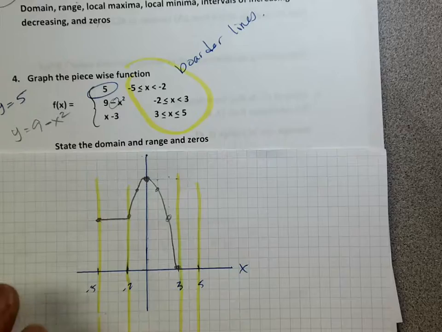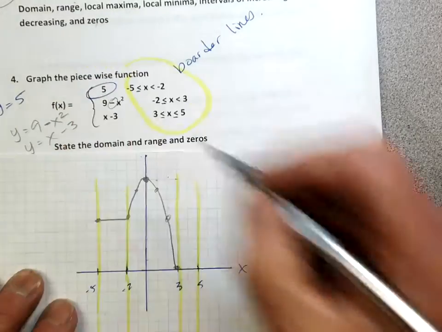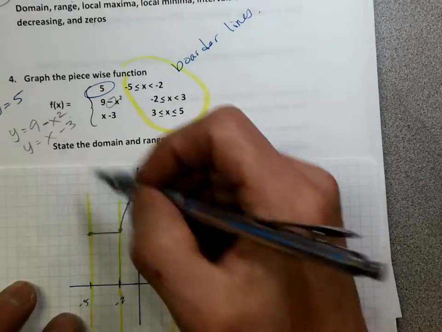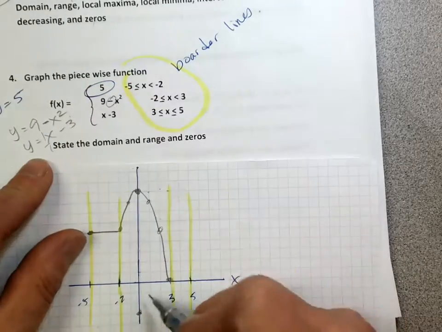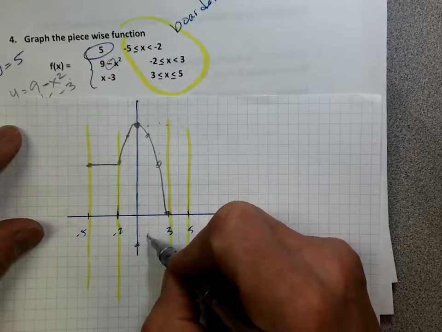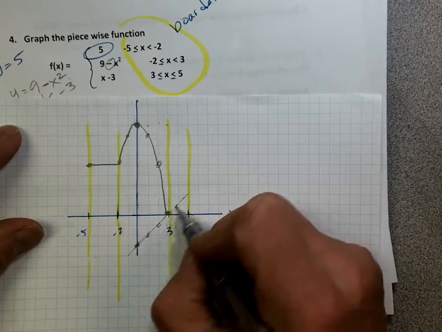Last graph. Last graph is y equals x minus 3, okay? So that's a straight line. That's a linear function, so I'm going to start at -3: 1, 2, 3, right? I'm going to start at -3, then I'm going to go up 1 over 1, up 1 over 1, up 1 over 1, up 1 over 1, right? So the graph looks like this.